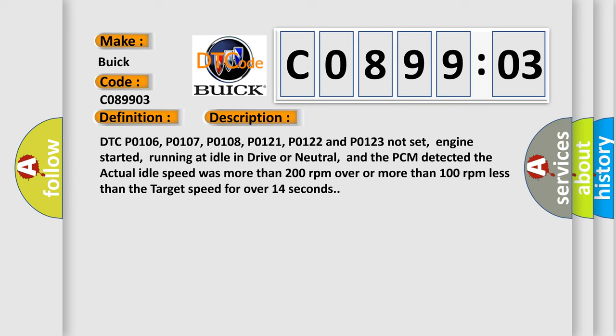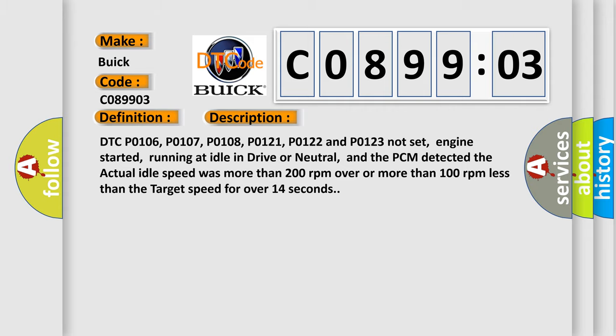DTC P0106, P0107, P0108, P0121, P0122 and P0123 not set, engine started, running at idle in drive or neutral, and the PCM detected the actual idle speed was more than 200 revolutions per minute over or more than 100 revolutions per minute less than the target speed for over 14 seconds.